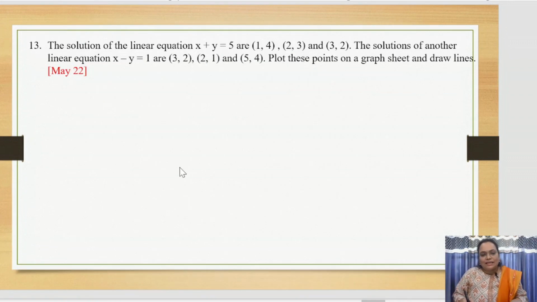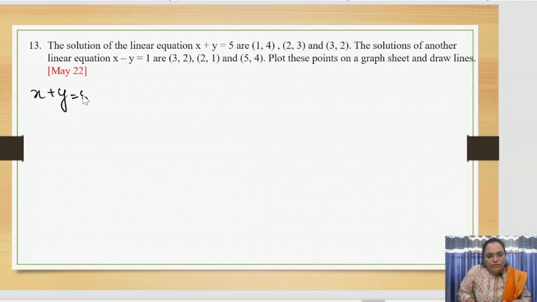So let us see the next question. See here in this question, he has already given us the solutions for the two equations. He has already given us the solution for the linear equations. So we just need to plot those points on a graph sheet. Okay. So the first equation is x plus y is equals to 5.